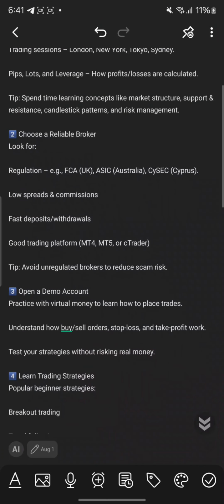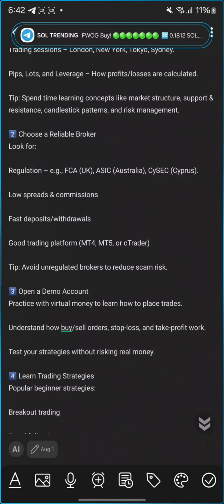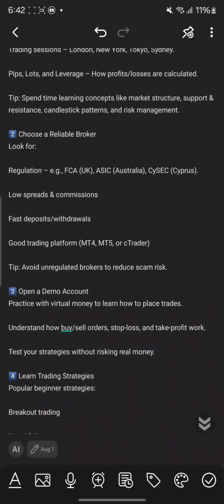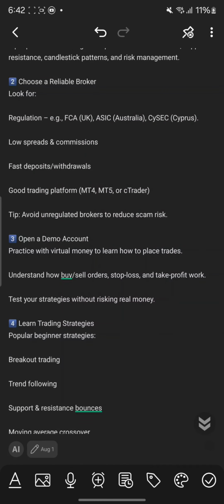Now the next thing you want to do is choose a reliable broker. Some of the things you should look out for while choosing a broker is the spread. If you don't know what spread is about, you can watch my previous video on forex trading for beginners. You will see I talked about spread there. Then you want to also check out the speed of their depositing and withdrawing.